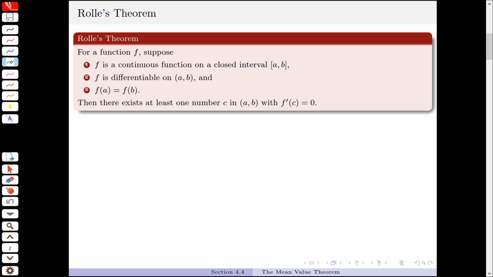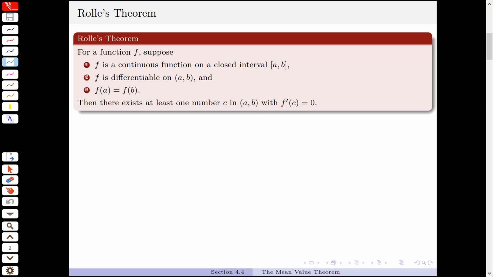Here's the statement of the theorem. We have a function f. We have three conditions on f. First, f is a continuous function on the closed interval [a, b]. Second, f is differentiable on the open interval (a, b). The reason that this theorem is stated this way is because if a function is only defined on a closed interval, it can be continuous at the endpoints, but it's not possible to be differentiable at the endpoints. And then the final condition is that f(a) equals f(b).